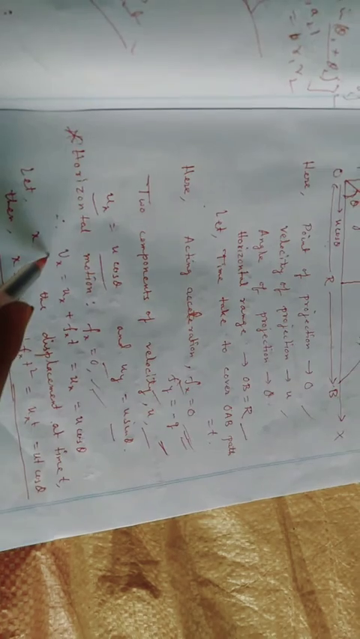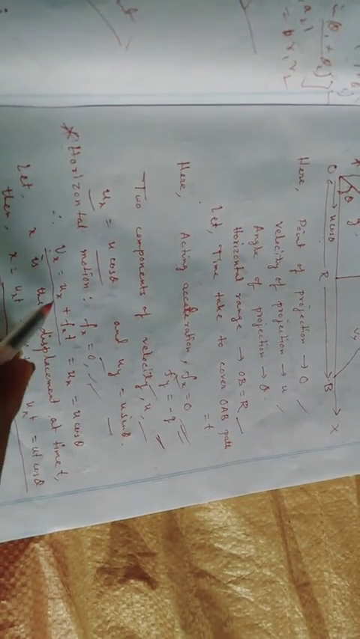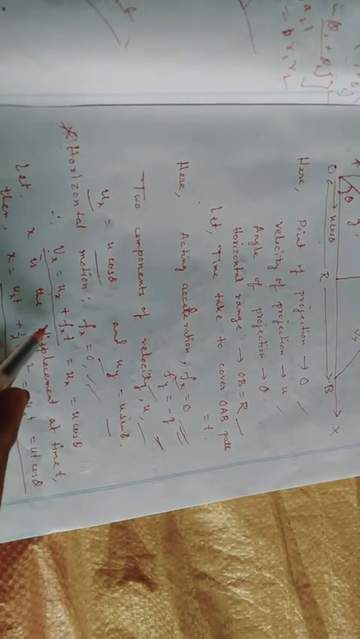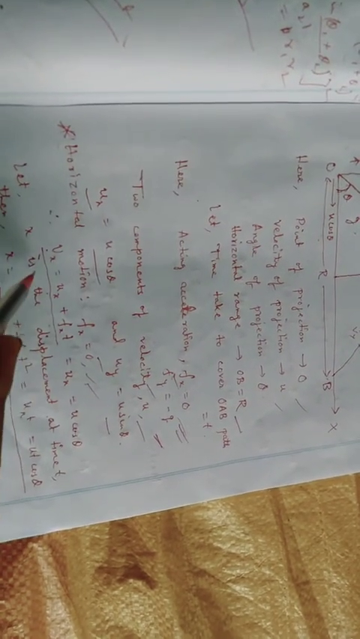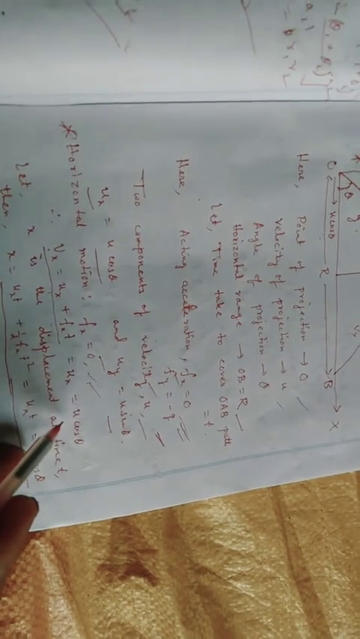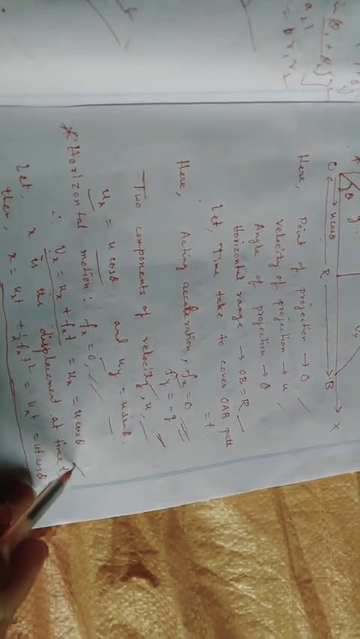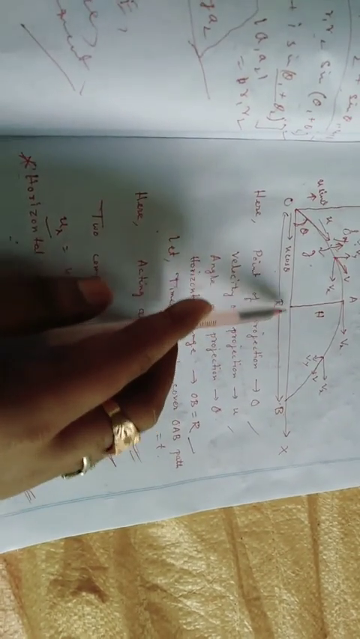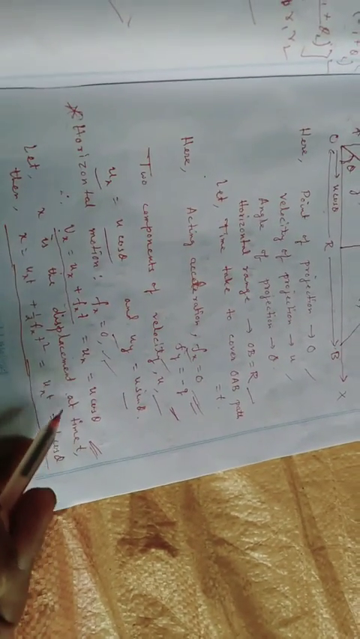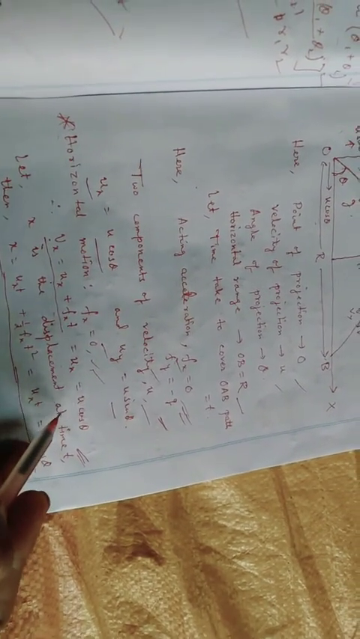Then I use the fundamental formula of motion: the velocity vx is equal to the initial velocity ux plus fx t. Here fx is equal to 0, so vx is equal to ux, which is equal to u cos theta. So this is the horizontal velocity component at any time t, equal to u cos theta.